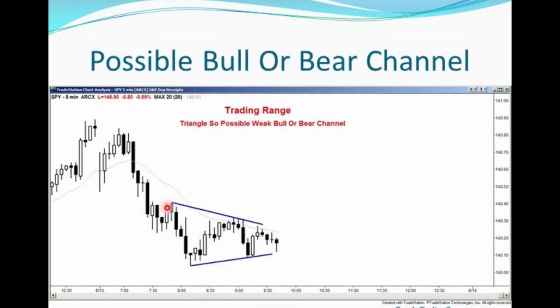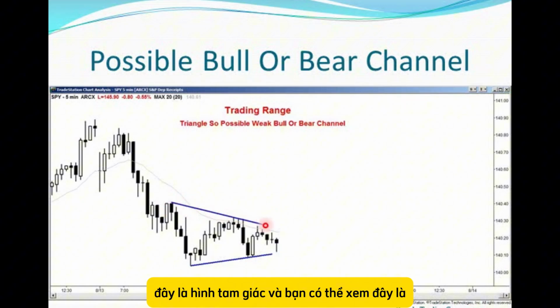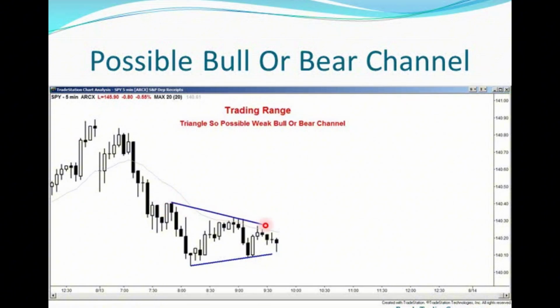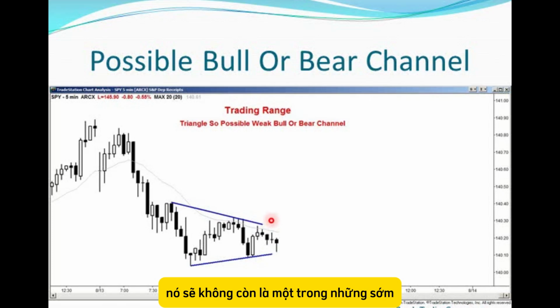Again, here is the triangle, and you could look at this as a bull channel or a bear channel. And right now it's both. It'll stop being one before long, but right now it's a bull channel, a bear channel, and a trading range.